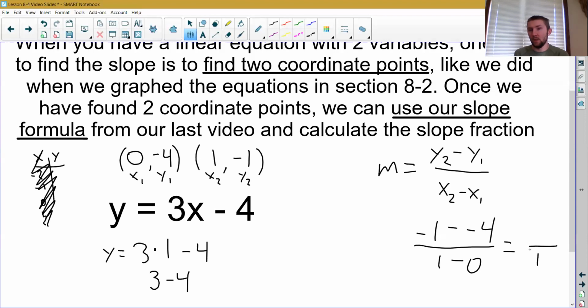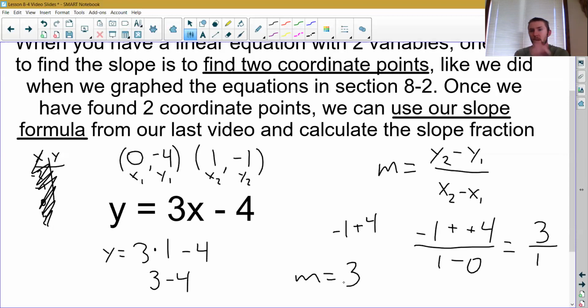So really the top of this slope fraction is going to tell me my slope, right? Because anything over 1 is just that thing. So if I look at the top of my slope fraction from these y coordinates, -1 minus -4 becomes plus 4. -1 plus 4, let's see, that's sort of like 4 minus 1, that ends up being 3. So my slope then for this equation equals 3, okay? Slope for that equation equals 3.